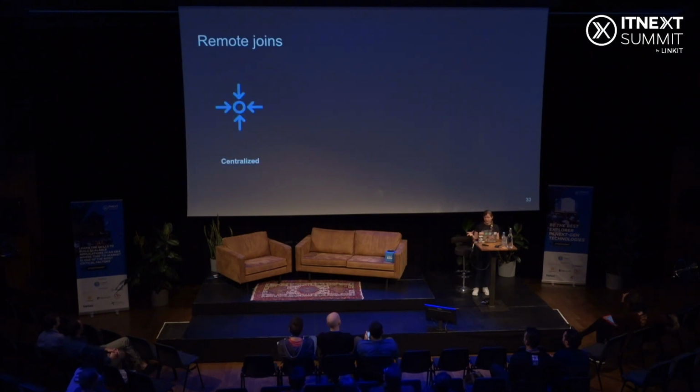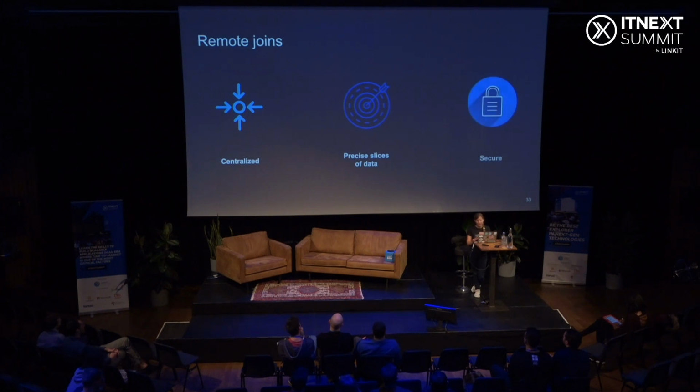So the idea is to have a centralized access point. As I said before, you can access all the data from one point. You get precise slices of data. You also don't have to make several requests to the API. And the security is secured in the same way as I've shown before with the permissions. And there's also an allow list that you can create where you can say only these and these queries are safe to be used for the API.